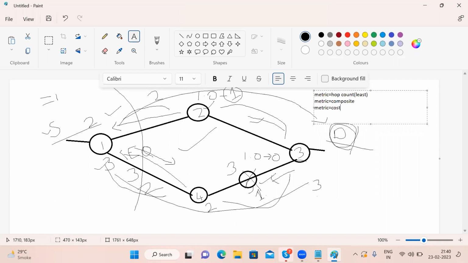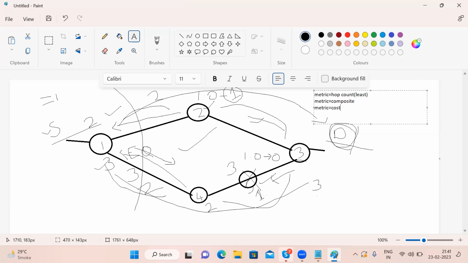RIP metric is hop count, the least number of hop count. That is the preferable path to reach a destination. So don't get confused and don't make others confused. Metric is a different thing and cost is a different thing. Metric is the calculation, and cost is the calculation for OSPF to find out the best path. Cost is for OSPF only, not for EIGRP, not for RIP. But metric is a universal name across every routing protocol.